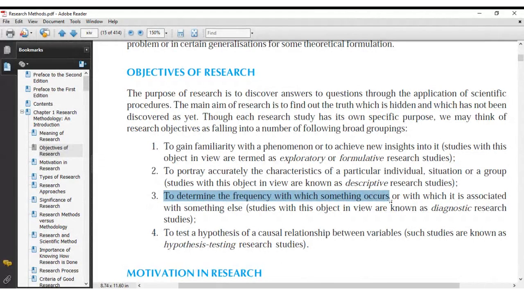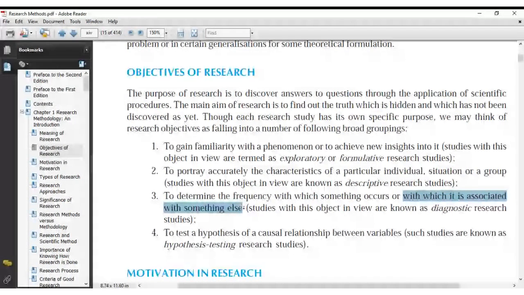And then there is this, or with which it is associated with something else. Basically, this is about the relationships that exist between different phenomena, associations between different things. For instance, when you are doing research on e-commerce in Kenya, you can study the relationship between COVID-19 and the frequency of e-buying.